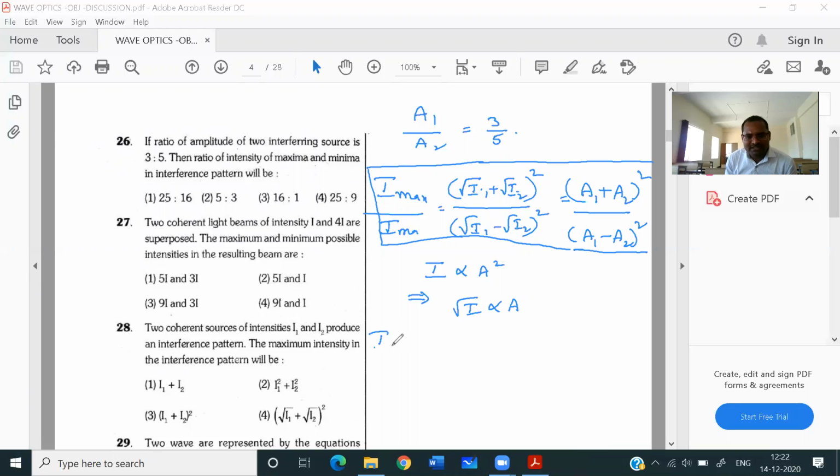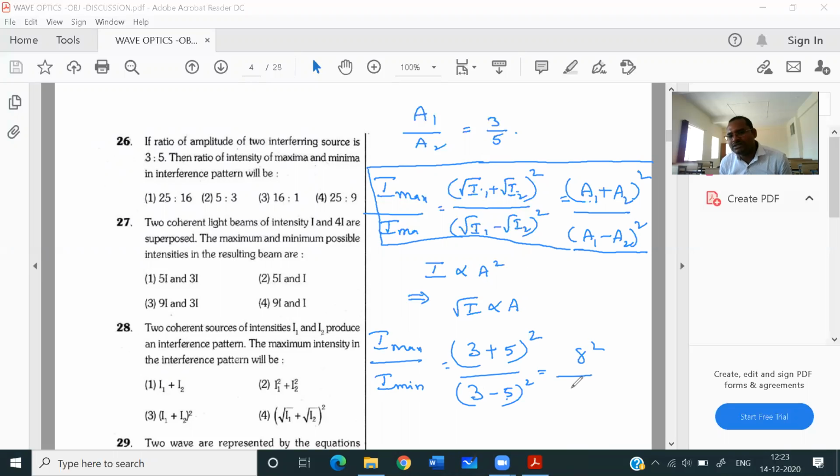So I maximum by I minimum: A1 is 3, A2 is 5, so 3 plus 5 whole square by 3 minus 5 whole square. 3 plus 5 is 8, 8 square. 3 minus 5 is minus 2, minus 2 whole square is 4. Correct? 8 square is 64.